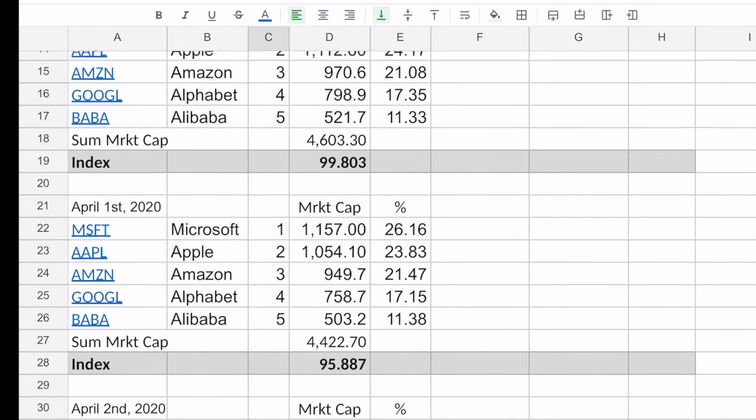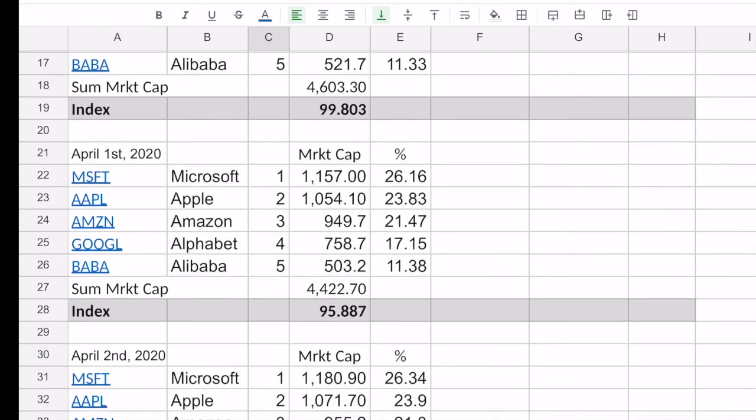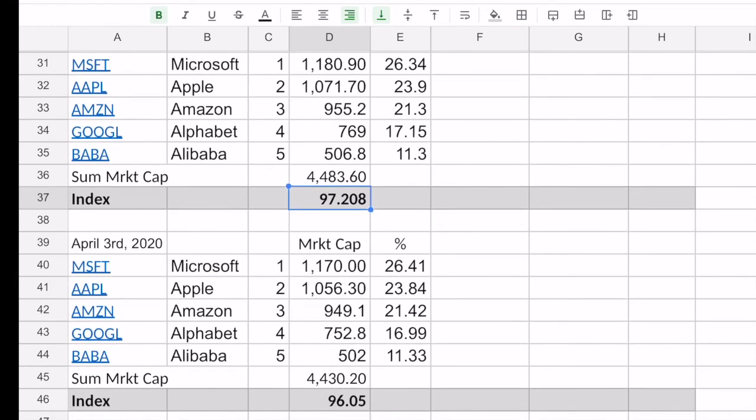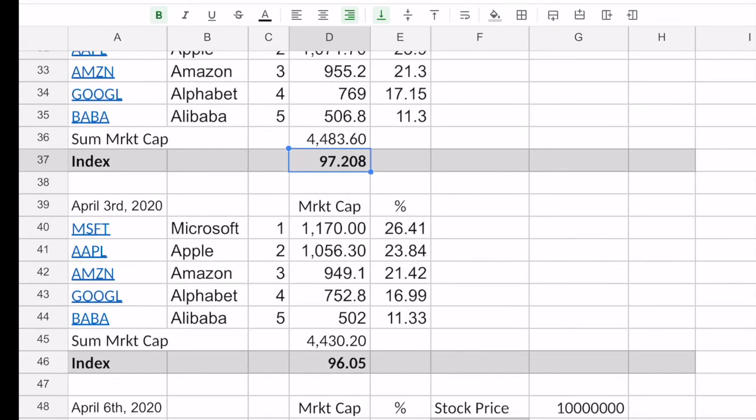So if you notice, for instance, if I go to April 1st, my index has dropped quite a bit. And then if I go to the next day, now it has risen just a little bit because again, the market just fluctuates up and down. And eventually, as you go through this, I also on the right-hand side have started to put in what percentage of each company is in my index.